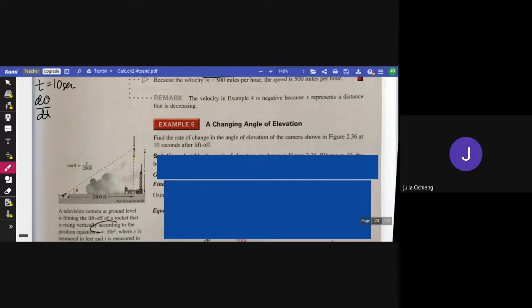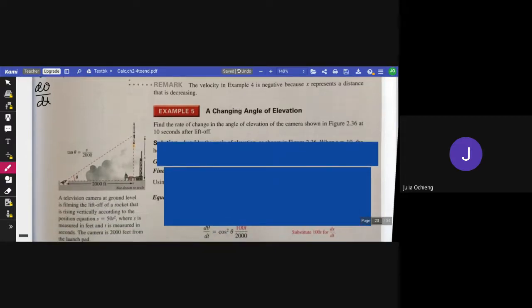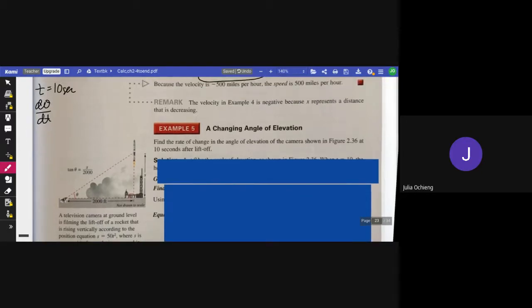And they also gave you an equation here that you're going to need. So a television camera at ground level is filming the liftoff of a rocket that is rising vertically according to the position equation S equals 50 t squared, where S is measured in feet and T is measured in seconds. The camera is 2,000 feet from the launch pad. So that means, because I have this equation, that's what I'm going to start with.